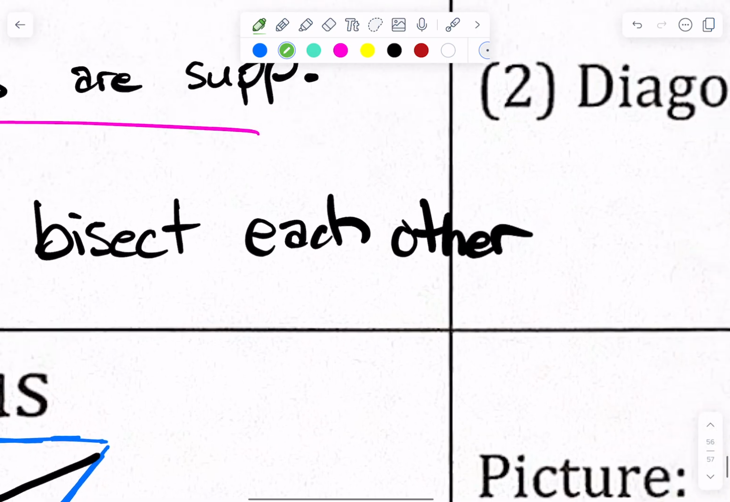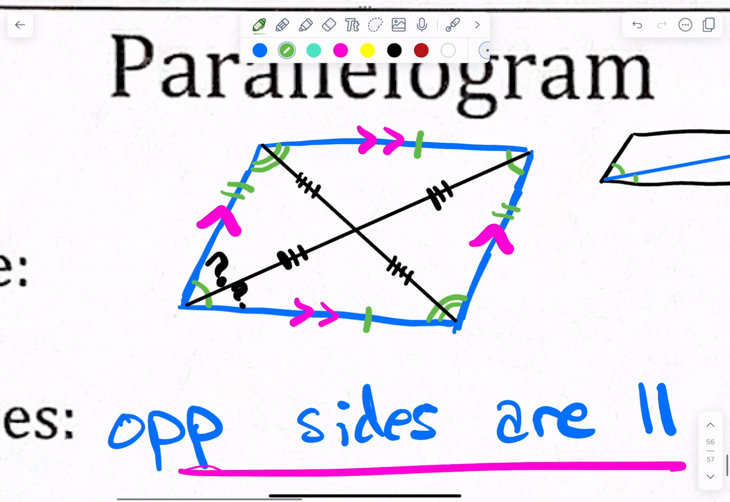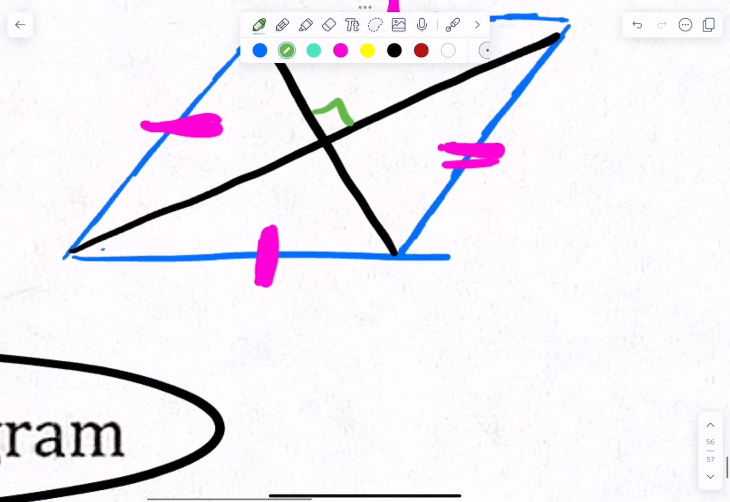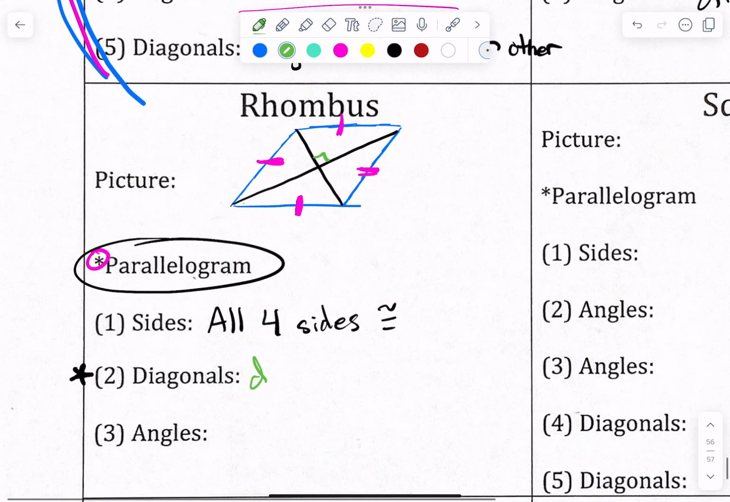Okay, let's look back at a rectangle. Here's my rectangle. Is this 90 degrees and this 90 degrees? No. In our parallelogram, is this 90 degrees and this 90 degrees? No, but for a rhombus, it makes a 90 degree angle. What's that called? The diagonals are perpendicular.